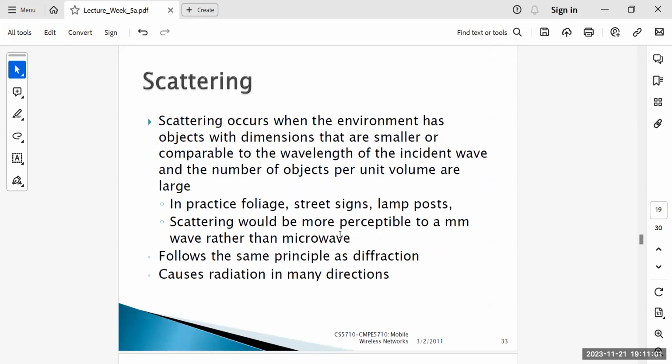Next is the scattering. Scattering occurs when the environment has objects with dimensions that are smaller or comparable to the wavelength of the incident wave, and the number of objects per unit volume is large. That we have studied a little while ago. In practice, foliage, street signs, lampposts, these are a few of the examples that can cause scattering. It would be more perceptible to a millimeter wave rather than the microwave that we have also seen a little while ago. It follows the same principle as diffraction, and it causes radiations in many directions.